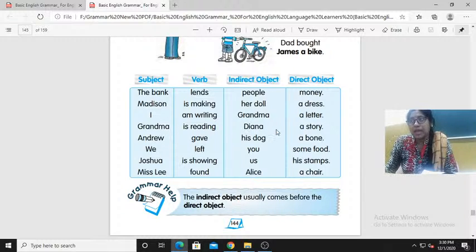Grandma is reading Diana a story. Is reading what? A story. So of course a story will be the direct object, and Diana will be the indirect object.